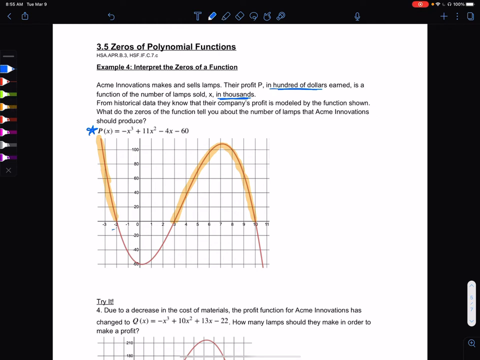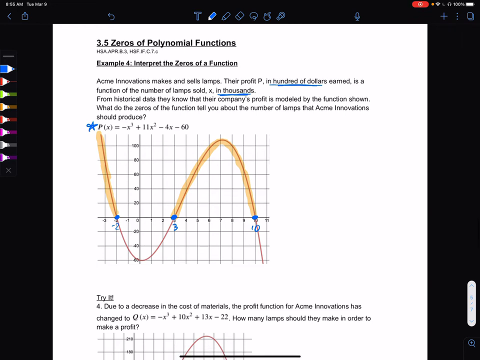Your zeros in that case are -2, 3, and 10. So the positive intervals are this one over here, where x is less than -2, and in between here, where x is between 3 and 10. That is when we're positive. So our positive intervals, let's list those: x is less than -2, and when x is between 3 and 10.